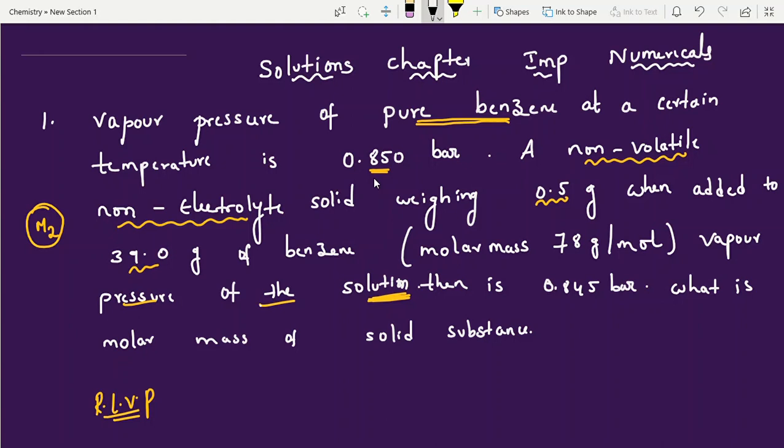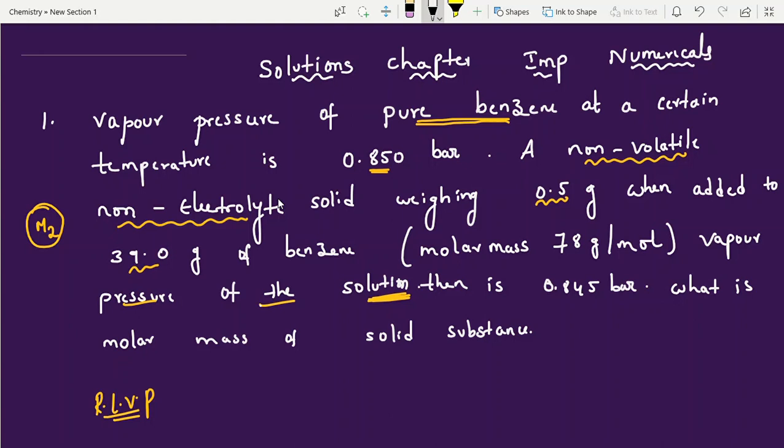Okay, first let's begin with the first numerical. Vapor pressure of pure benzene at a certain temperature is 0.850 bar. A non-volatile, non-electrolyte, they are not mentioned. What is a non-electrolyte? What is a non-volatile solute they are adding?